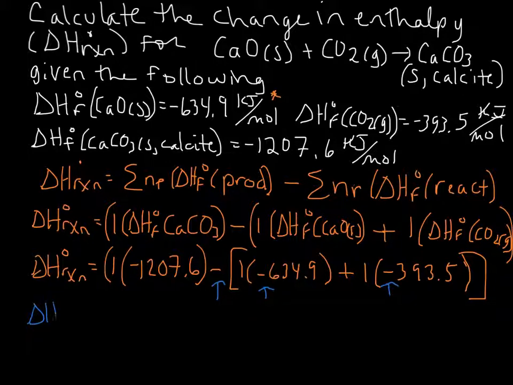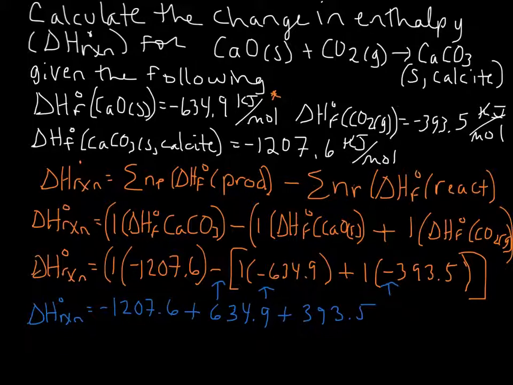Okay, so delta H reaction is equal to negative 1207.6 plus 634.9 plus 393.5. Okay, and we're going to end up with negative 179.2 kilojoules per mole. Okay, so just putting our units back on there. All right, so this is an exothermic reaction. It releases heat.